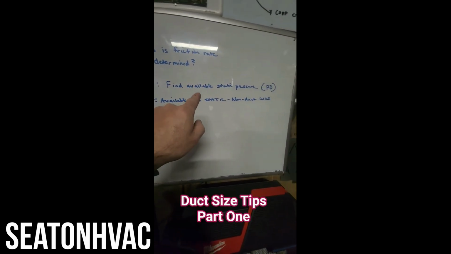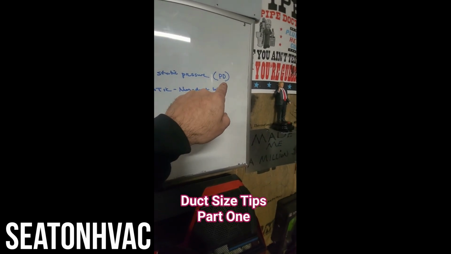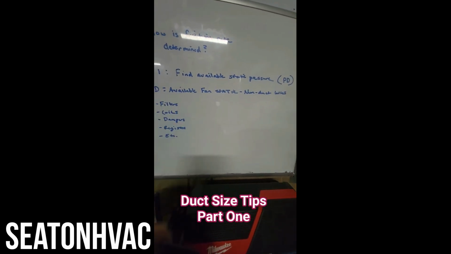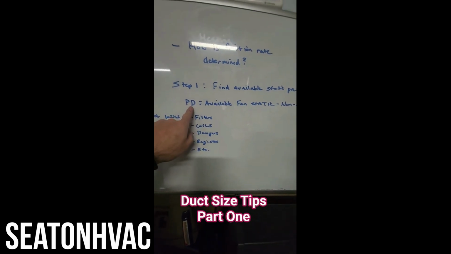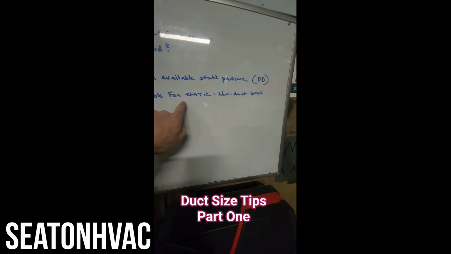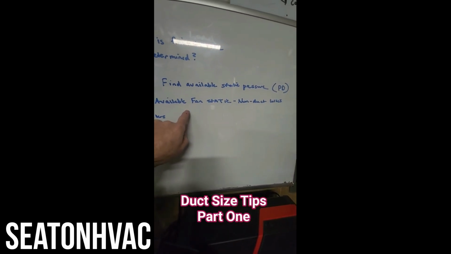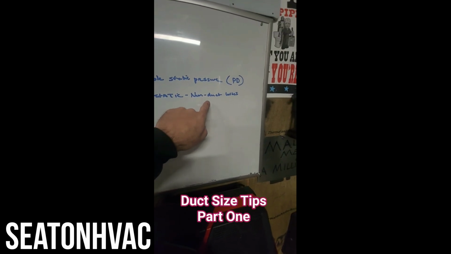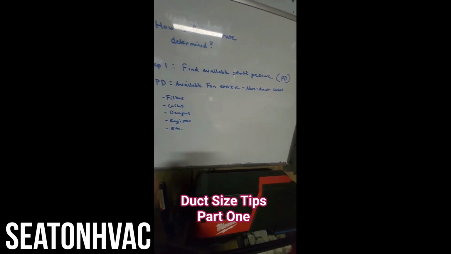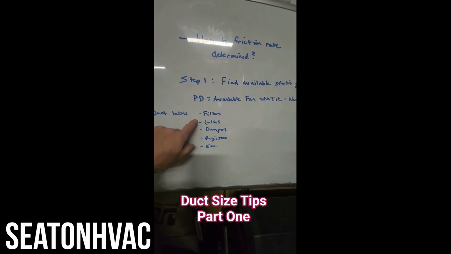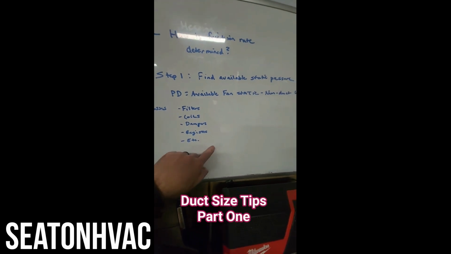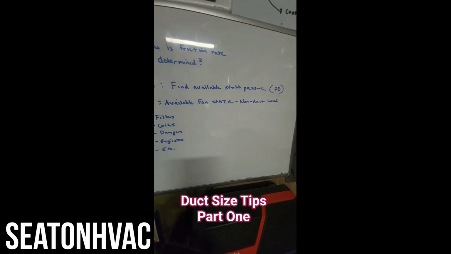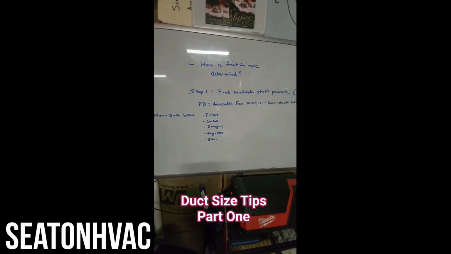Step 1, find your available static pressure. PD, pressure drop, in parentheses. That's what it uses in the book for available static pressure, or you can call it ASP. ASP or PD, pressure drop, is your available fan static, which can be found in the fan curve charts or any documentation for any piece of equipment, minus your non-duct losses. So it's anything that's not your duct work, for example filters, coils, dampers, registers, etc. Anything that is not duct work that is tied to your duct system is a non-duct loss.